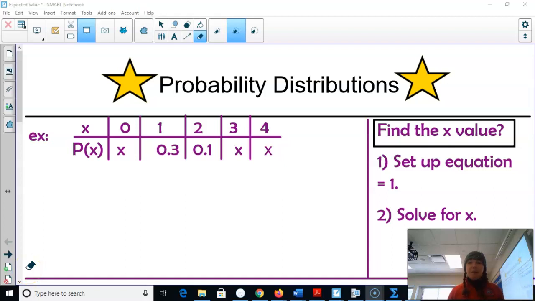Hey, stat students, we're going to talk about probability distributions. Is it a legitimate probability distribution, and how do we find expected value? If we look at this first one here, we have a probability distribution. What is a probability distribution?